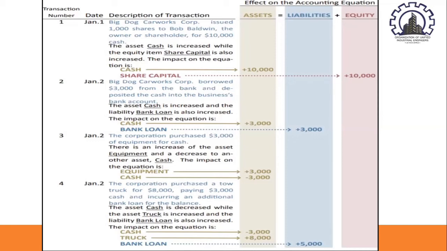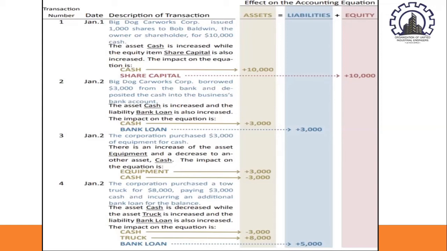Okay, so what will be the impact on the equation then? For the cash, since it will increase, that will affect our assets, so plus 10,000. And for the share capital, remember that under equity is share capital, right? So share capital is also plus 10,000.